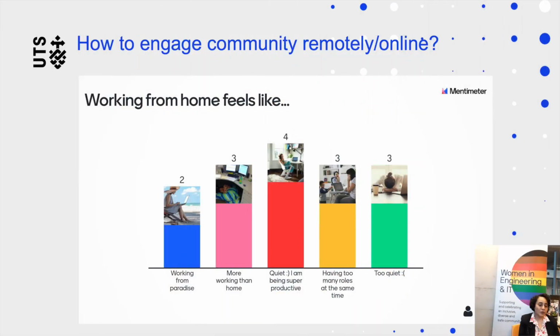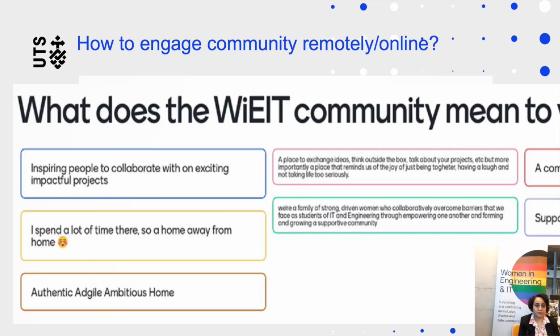When we asked our community what it felt like to them working from home, this is what they said. Some were quite happy, but many were not. They felt alone, they felt stressed, anxious, and they were overworking. In times like this, they said that our community meant a lot to them, and these are the things that our community stood for to them.